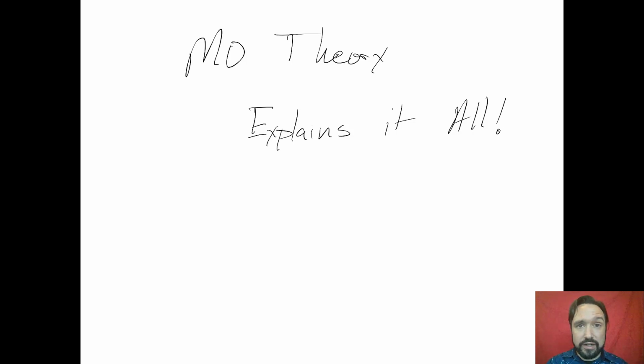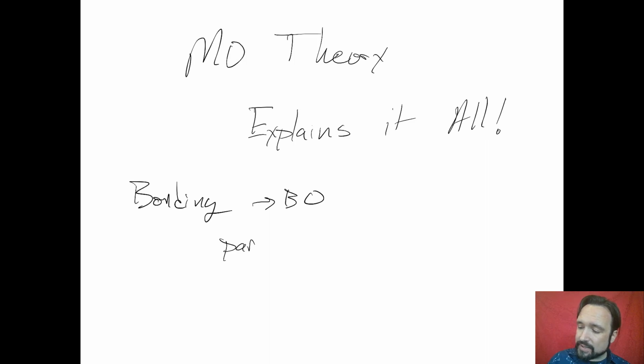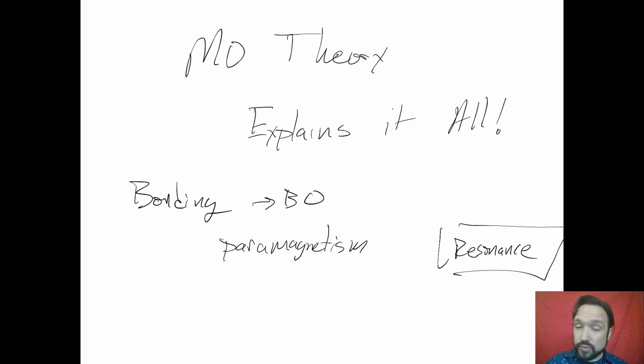MO theory explains it all, or at least some things. What we're going to look at in this video is a little bit about bonding, right? How we can predict our bond order for a variety of different diatomic molecules, and also paramagnetism, which we didn't explain too well. Still to come later is a more thorough discussion of resonance, but we won't quite get there this time, so we'll put that in a box. But let's see how MO theory can be used to explain these other theories.